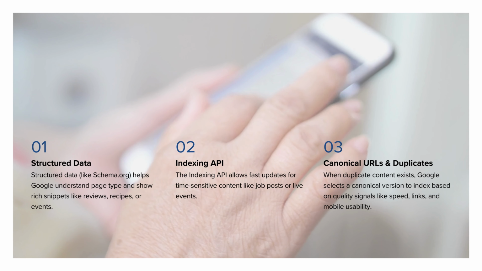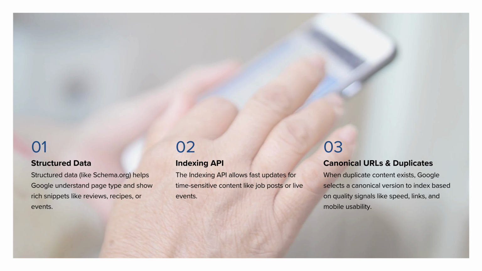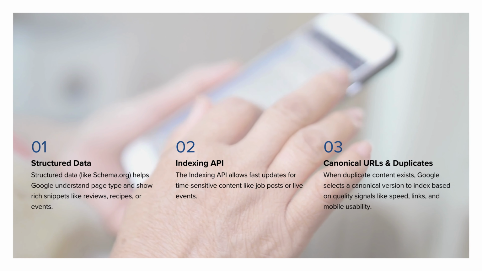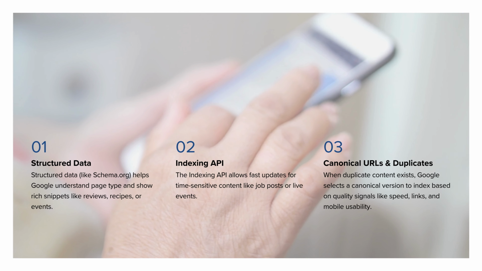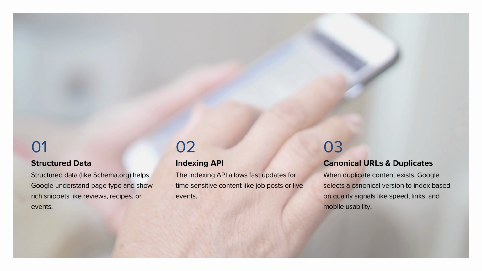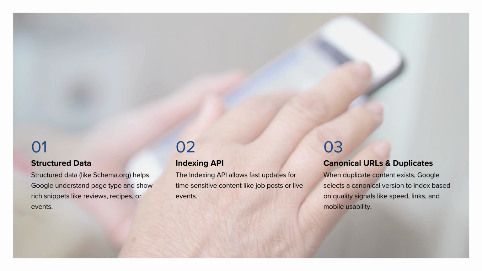Google also supports an indexing API for developers who want to push updates or new content quickly. This is useful for time-sensitive pages like job listings or live event announcements. Indexing also involves duplicate detection.